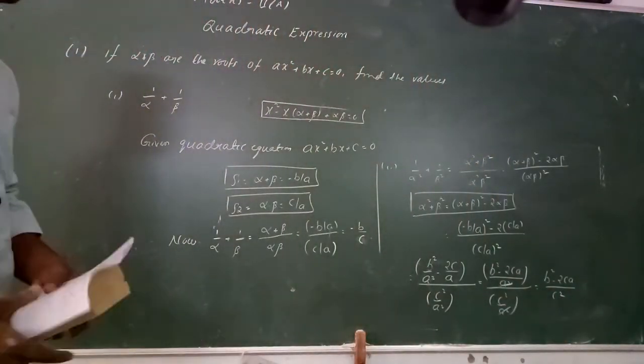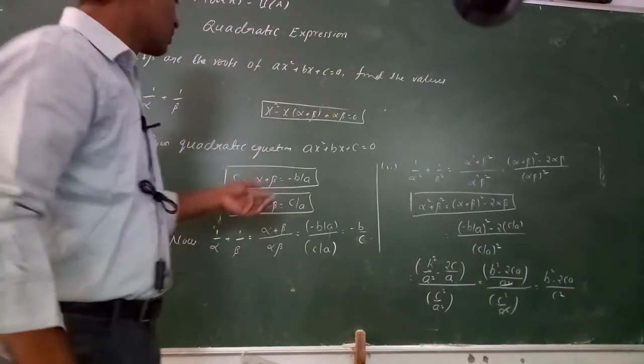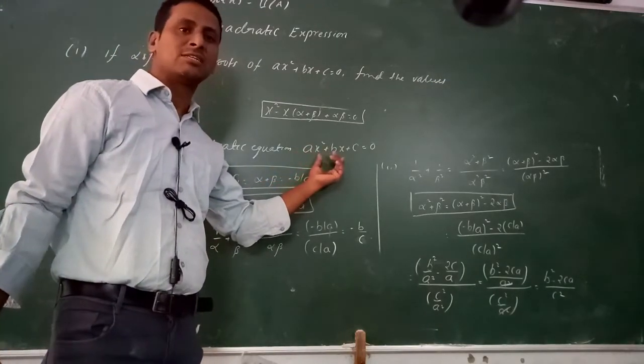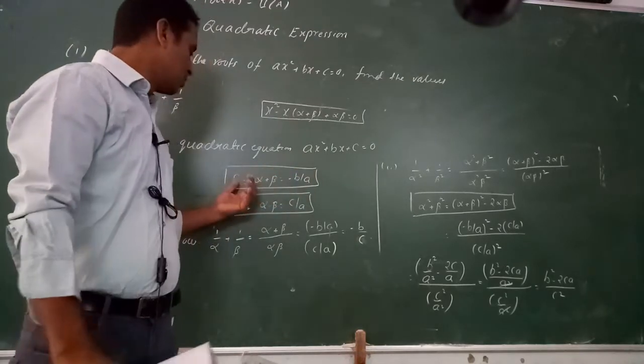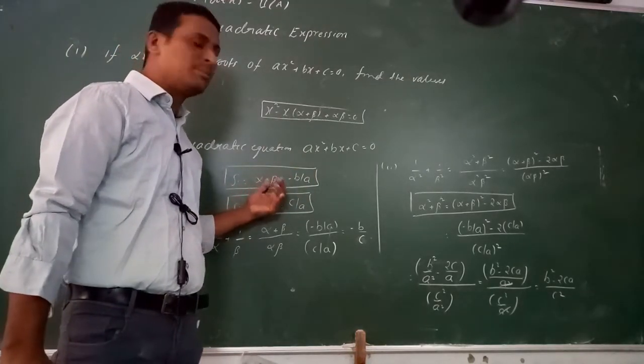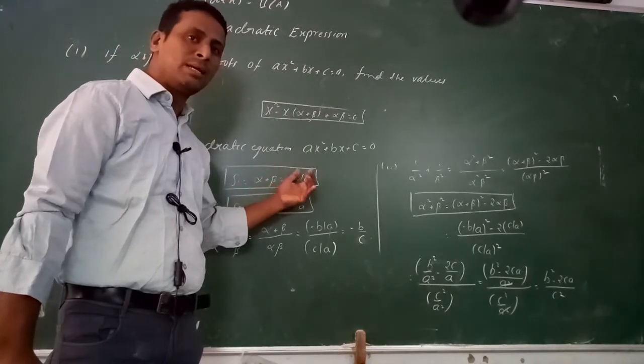Any doubt here? Once again, tell. So what is the quadratic equation? ax square plus bx plus c is equal to 0. As already explained, S1 is equal to what here? Alpha plus beta is equal to minus b by a.